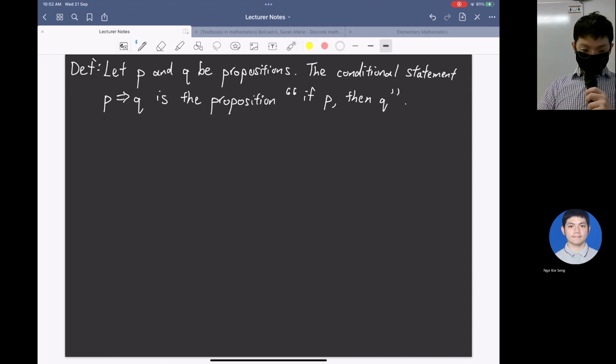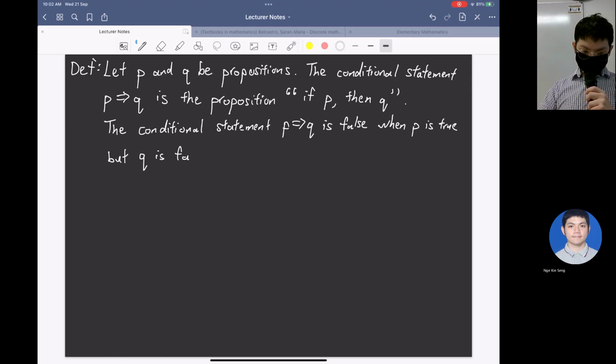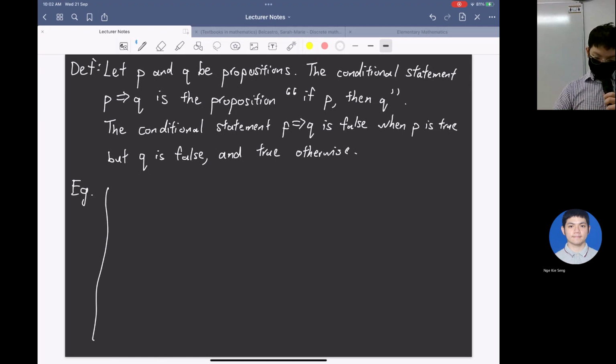Okay. So when is it true? Maybe just say when it is false, it's faster. There's only one place it can be false. This conditional statement is false when P is true but Q is false, and true otherwise. Okay, let's check the truth table.